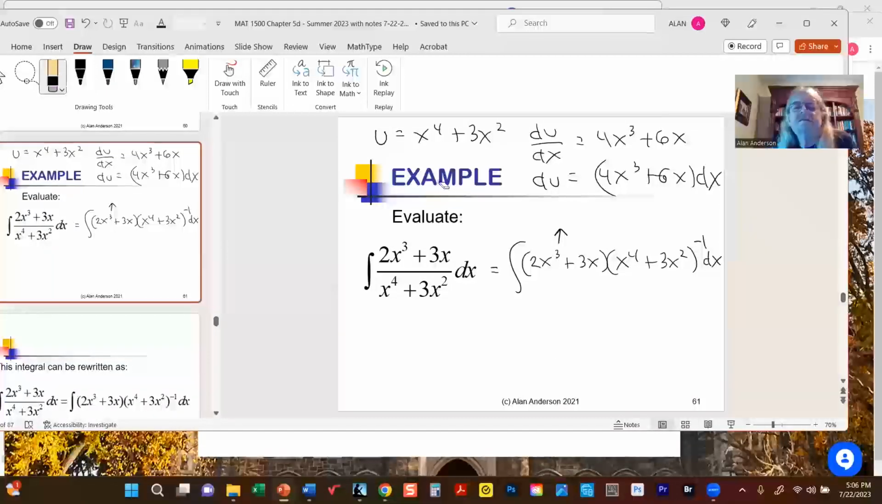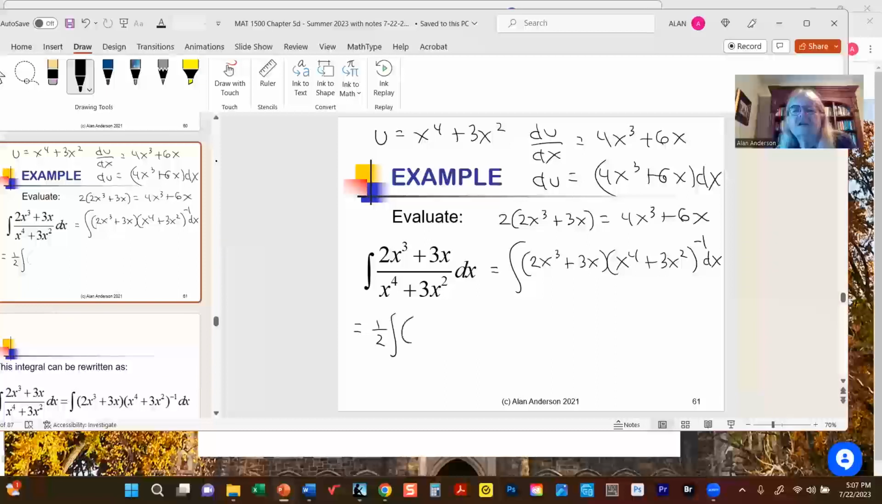So let's try this. Let's multiply the outside by 1/2. Now, if I multiply the inside by 1/2, 2 times 2x cubed plus 3x equals 4x cubed plus 6x. So what I'm going to do is write this directly as 4x cubed plus 6x, knowing that 1/2 times all of this gives us back the original expression. And then I'll write this piece.